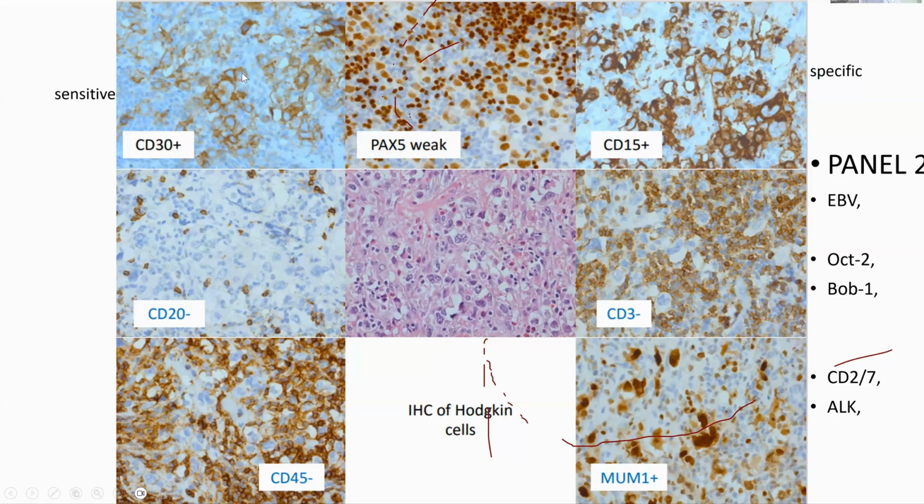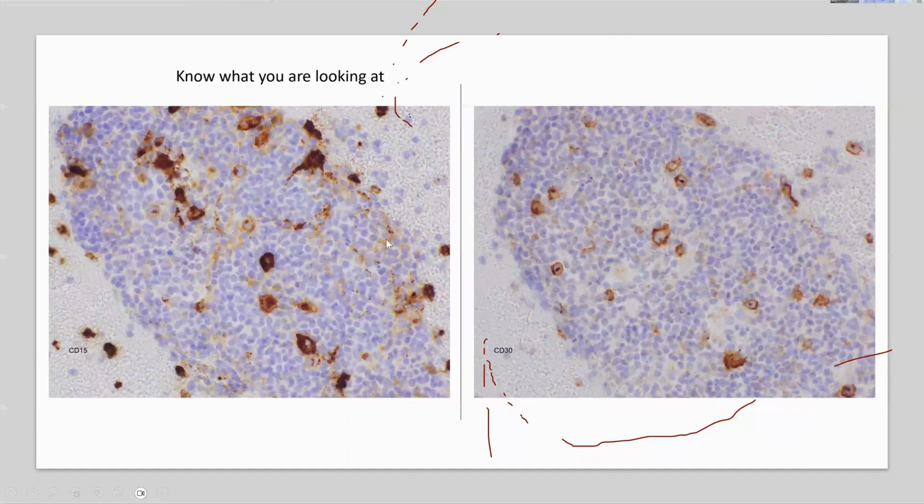The other panel, if this is not conclusive, or if some of the stains are not conclusive, is to assess the EBV status. Sometimes we do OCT2 and BOB1, as well as some T cell markers as a panel too. And this is just to emphasize that you need to see what you're looking at. So you have to correlate with the H&E and immunohistochemical stains.